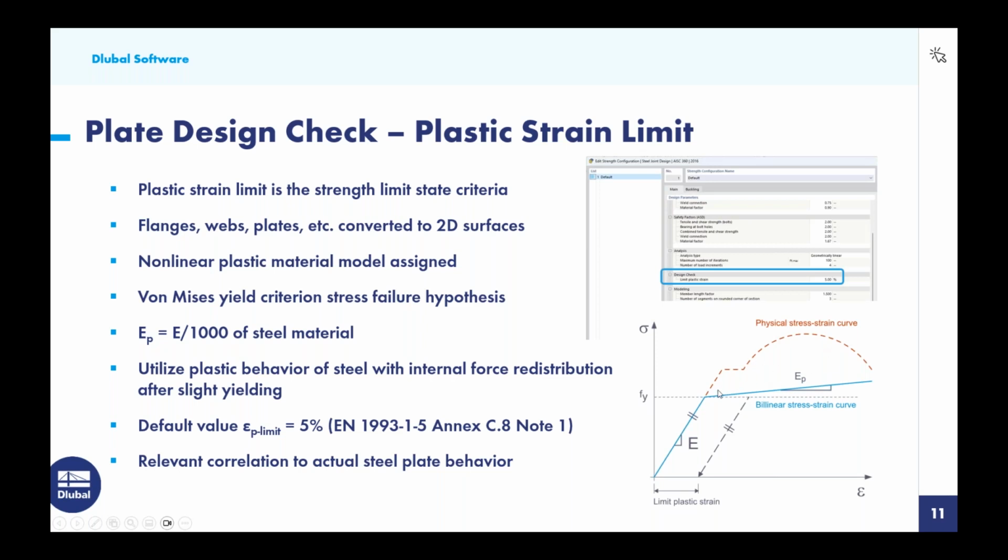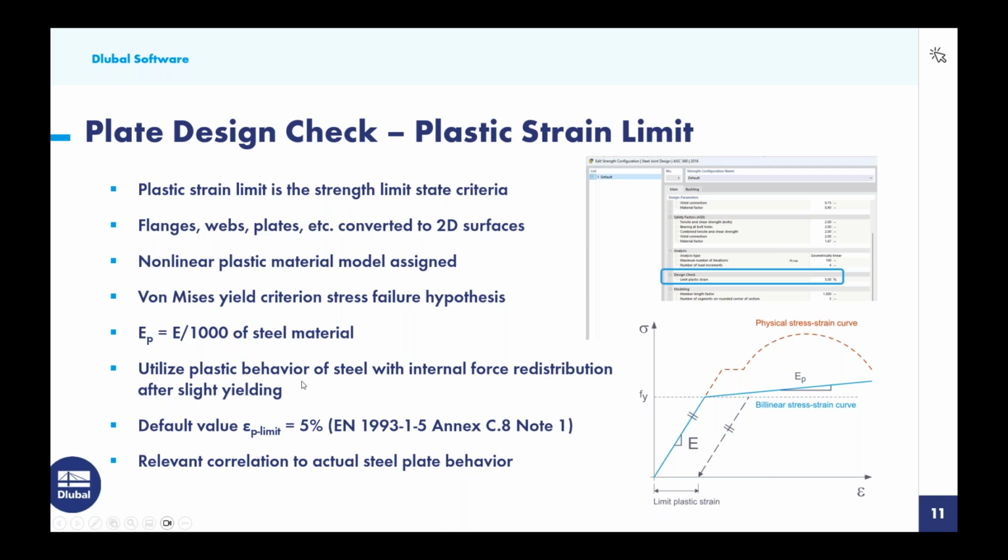So for a standard steel material, you'll notice here the physical stress strain curve is indicated by this red dotted line. Well, for the von Mises yield criterion within the program, we're actually going to simplify this just to a linear line here. Now we know the slope in the linear elastic region is just set to the modulus of elasticity E. For the slope here in the plastic region, we set this to the plastic modulus of elasticity, and we calculate this by just taking the linear modulus of elasticity divided by 1,000.